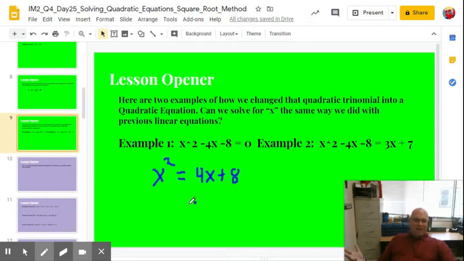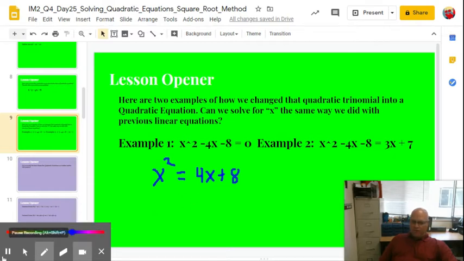So we're stuck. You could probably do a guess and check. You can go, if x is 1, would it work? You could probably play around. You might be able to get lucky and figure it out, but we don't have a way of solving it right now. And that's going to be the purpose of this unit, is we're going to learn a plethora of ways to solve quadratic equations.